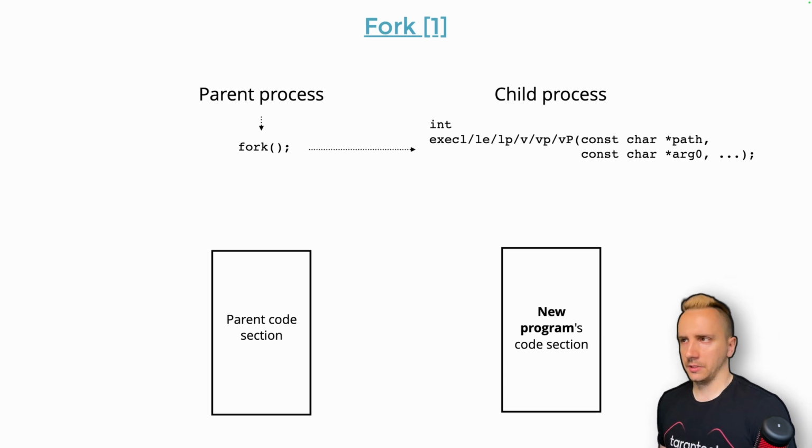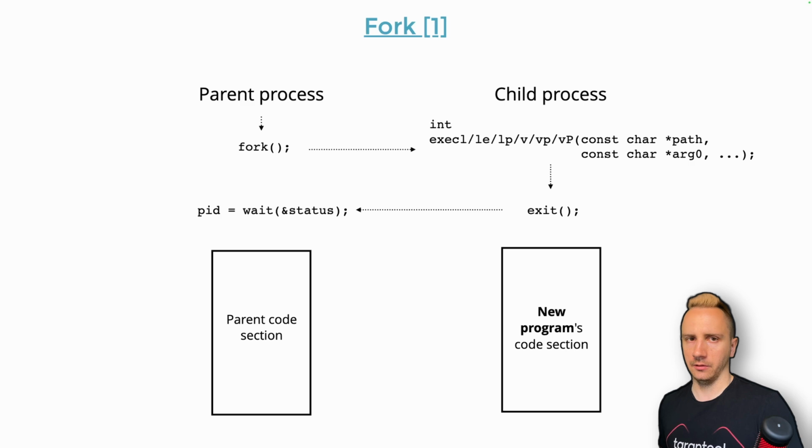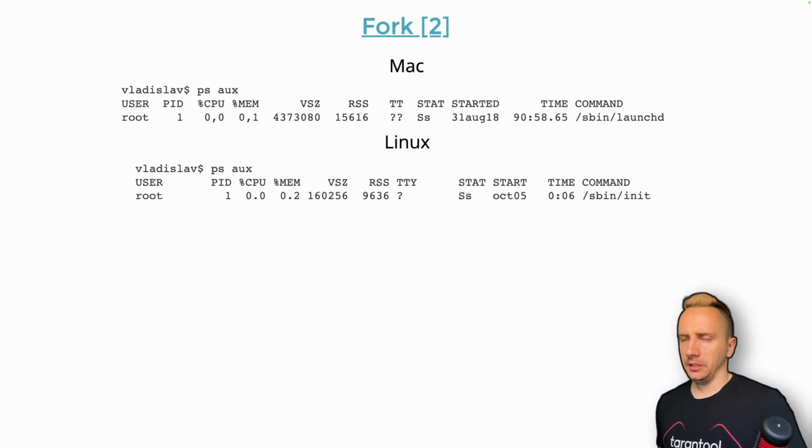And the child process starts a new program by the path that you have given it, and then it becomes a completely new program. And then eventually the process will exit, like finish its work, and it always ends with the exit system call. And when it's done, the parent process can collect the exit status of the child process using the system call wait.